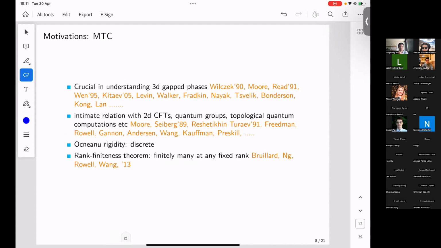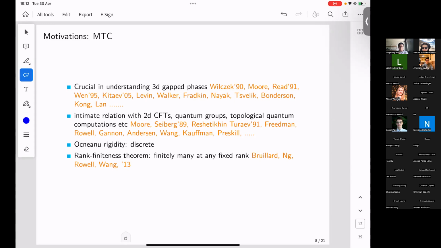First of all, the motivation from the MTC side. As a physicist, this is very important. It's known to describe the math part of the 3D TQFT. So if you ever want to understand what happens at low energy in a three-dimensional theory, you need to understand what MTCs are and what the space of MTCs is. This is a large subject with a very long history. On the other hand, it is also connected to many other subjects like 2D CFTs, quantum groups, and quantum computation.